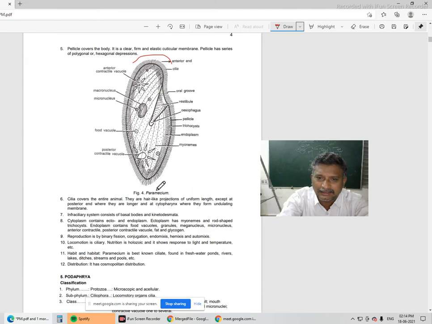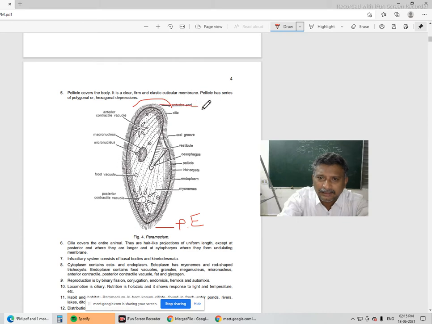See that character also. This is the pointed posterior end. Now this is the anterior end. How is it? A blunt end is there in the anterior end of the organism. Now see all these characters. By observing all these characters, immediately we can say that it may belong to Paramecium.